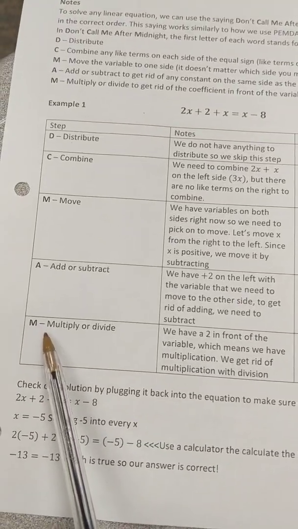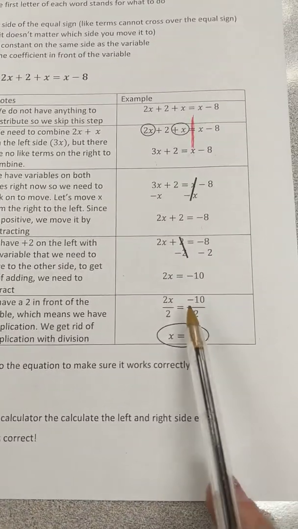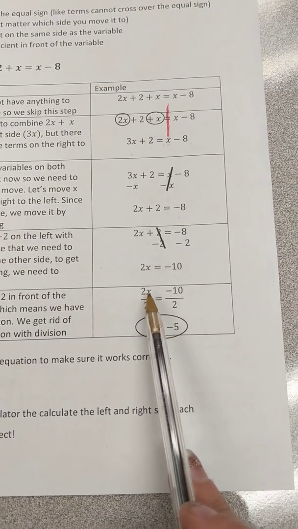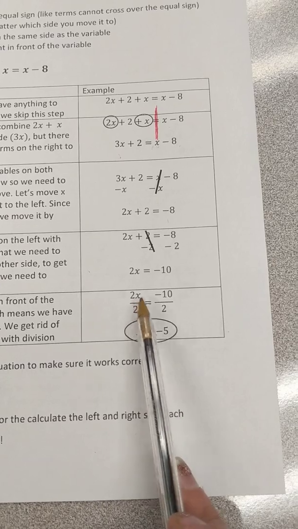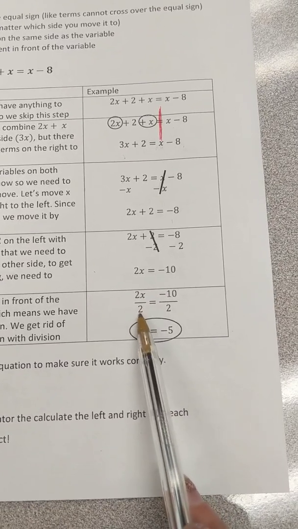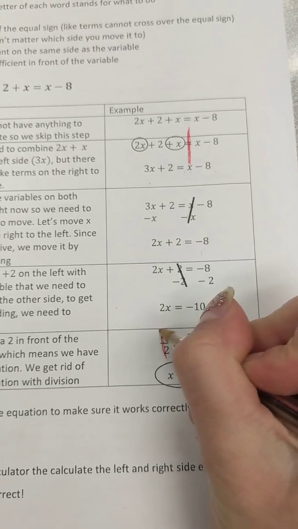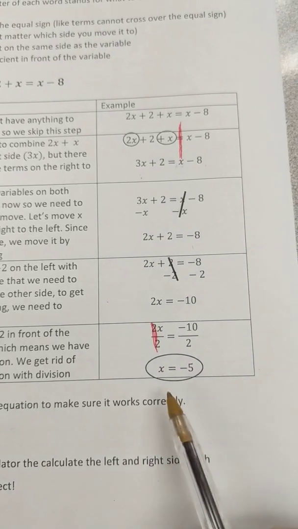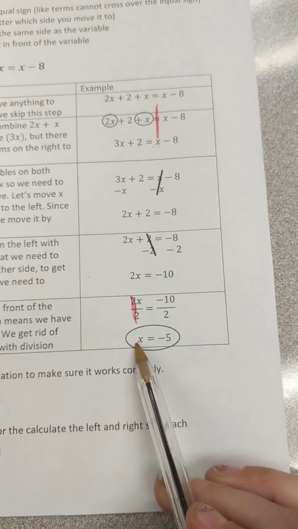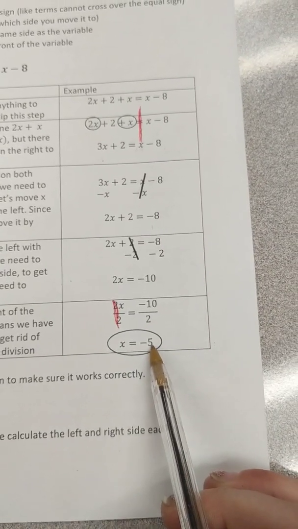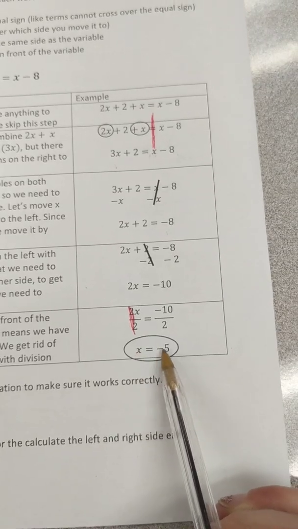My last step is to multiply or divide. I have a 2 in front of my x, means I'm multiplying currently. I get rid of multiplication with division. So I'm going to divide both by 2. Remember that 2 divided by 2 is just 1, so it cancels. Leaves me with x. And then negative 10 divided by 2 is negative 5. So in this problem, x equals negative 5.